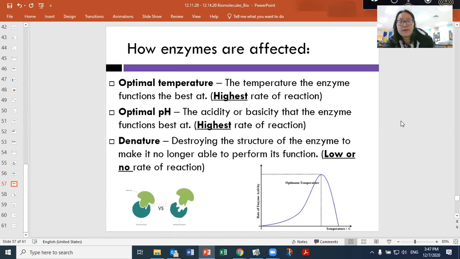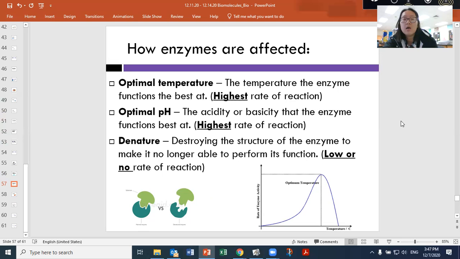So enzymes can be affected by temperature. The optimal temperature is going to be the temperature that the enzyme works the best at. So it's going to have the highest rate of reaction. It's going to turn the substrate into the product at the highest speed possible over and over again. The same goes with pH. So if something is too acidic or too basic, it's not going to work as well. But if you're at the optimal pH or the optimal acidic level, then the reaction will go as fast as possible and the enzyme will react with as many substrates as possible to make products.